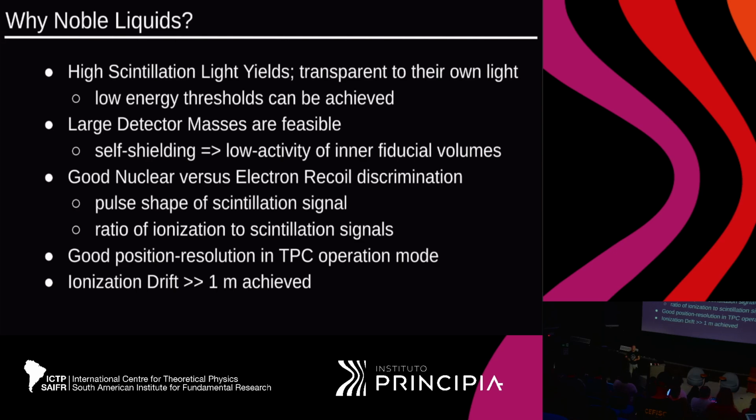Why? Because if you have more photons, then this means that you need to deposit a smaller amount of energy to produce a large number of photons. So you have a low energy threshold, or a relatively low energy threshold.